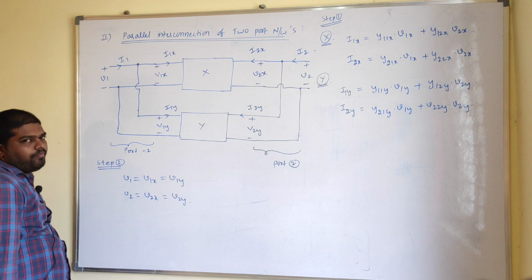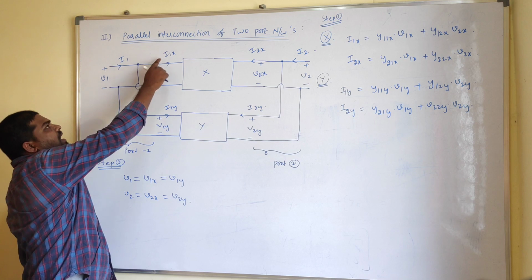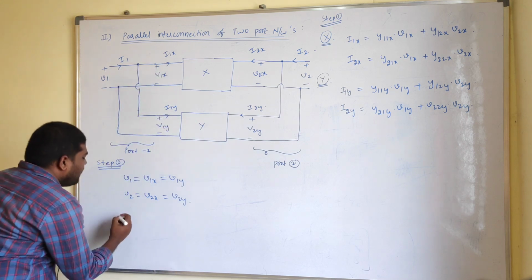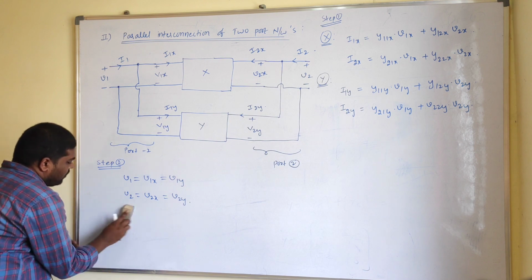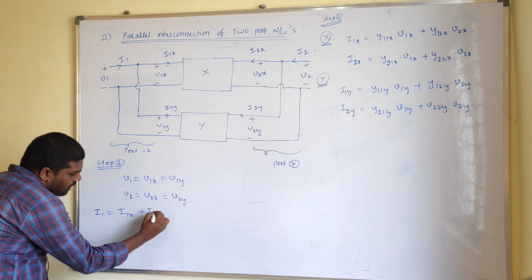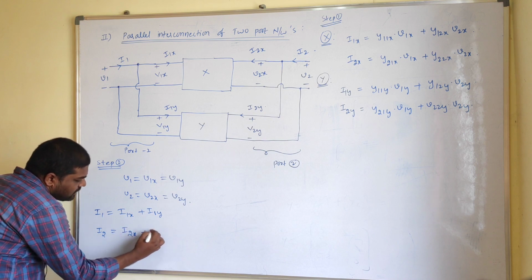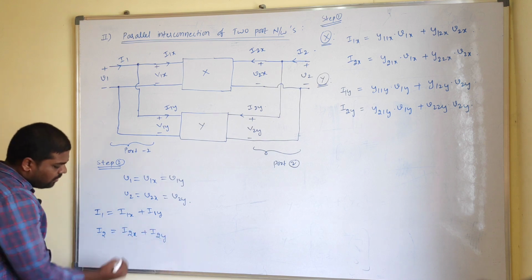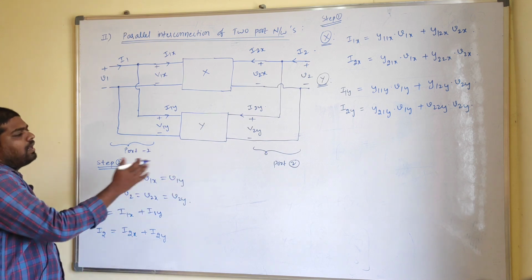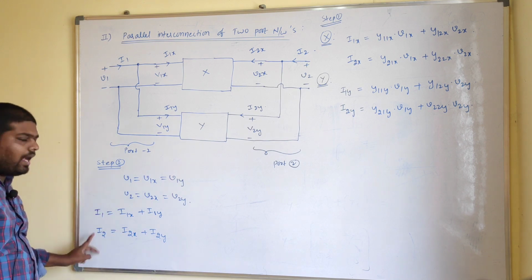So what about current? You can observe here the I1 current can be divided into two parts, one is I1x, another one is I1y towards the Y network. So we can conclude that I1 equals I1x plus I1y, and in a similar way at port 2, I2 equals I2x plus I2y. So these are the observations. From this entire configuration of port 1 and port 2, we can write the V1, V2, I1 and I2 variables.